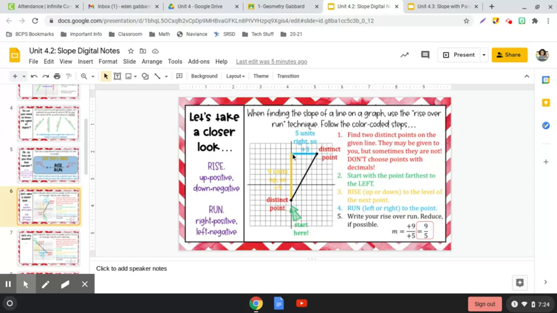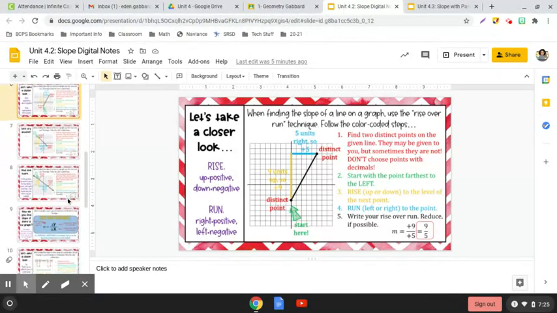And now we need to calculate our run. And our run is our left or right. If we go right, it's positive. If we go left, it's negative. And on this one, we're going right plus 5 to get to our next point. So our slope for this line is m. Remember, m is the notation for slope, is positive 9 over positive 5, which is 9 over 5. So there, we just found the slope for that line.